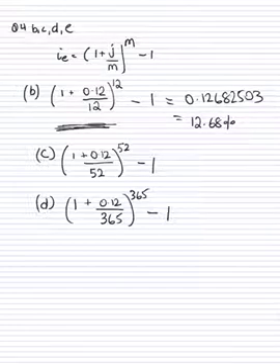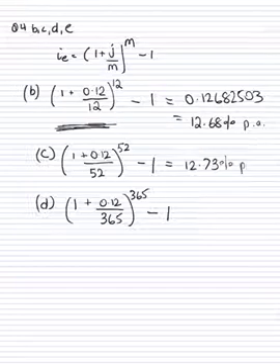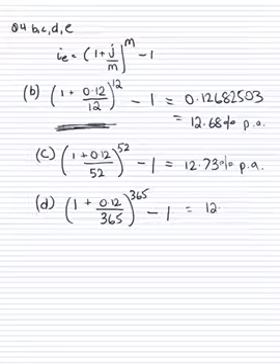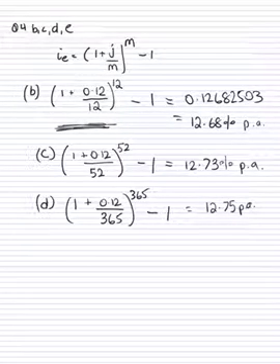Now, in part C, if I put that into my calculator, I get 12.73%. And in part D, I get the effective annual rate of 12.75%. So what you can see is as the compounding frequency increases, the effective annual interest rate increases because we're compounding more often and we're earning more interest on interest.